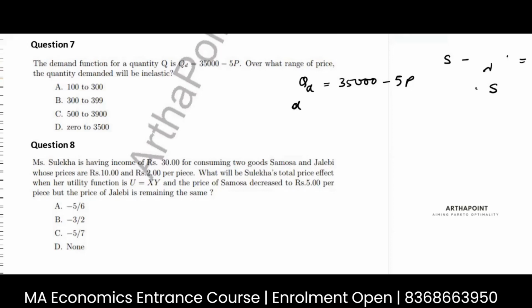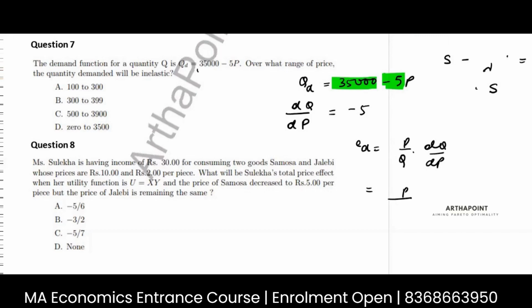First of all, dq by dp will be how quantity changes when price changes. It will simply be minus 5. This is a constant. Its differentiation is minus 5. Then elasticity of demand is P by Q into dq by dp. So it will be P by Q, which is P over 35,000 minus 5p, into minus 5.